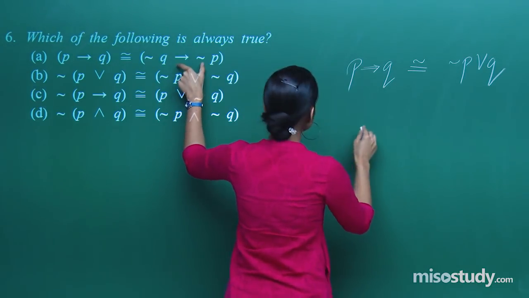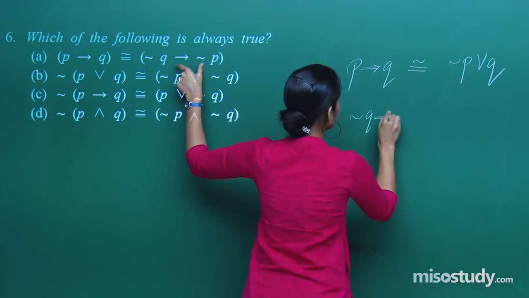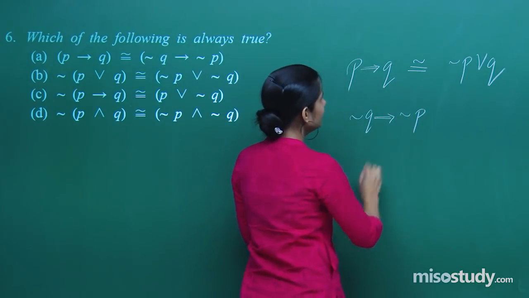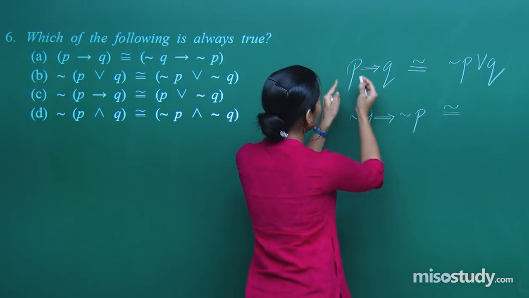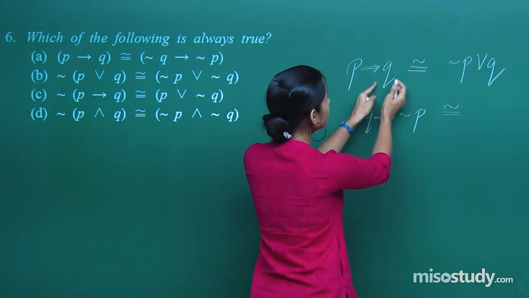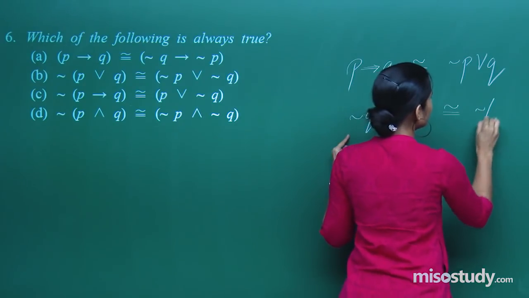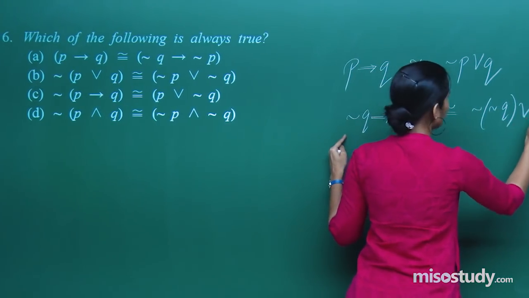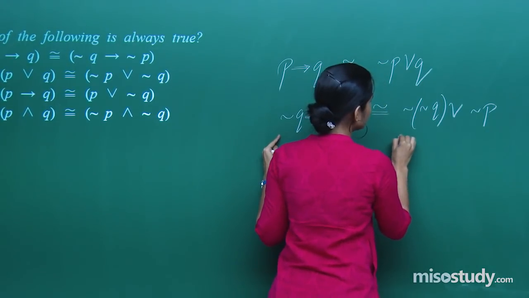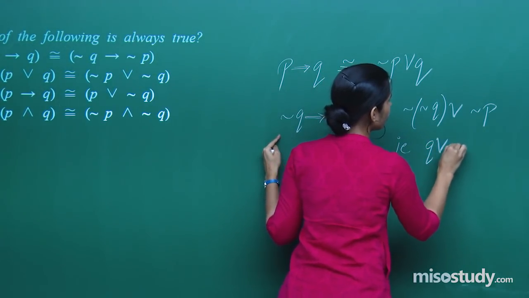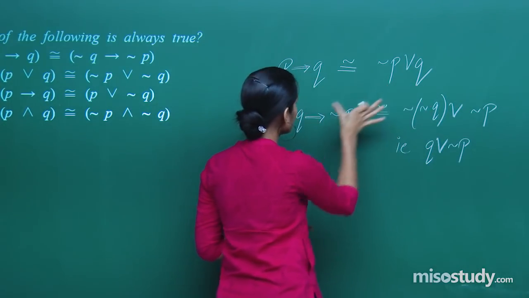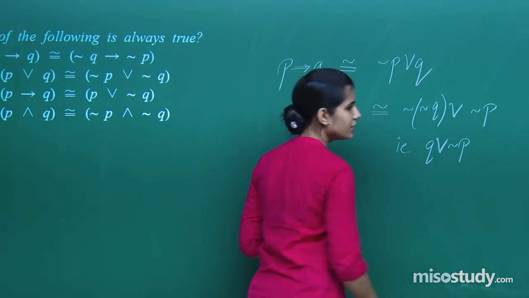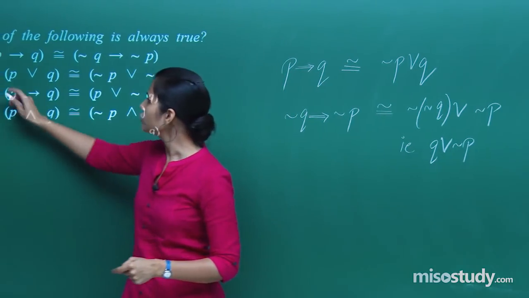So if I talk about not Q implies not P, this will be logically equivalent to what? Not of the first statement or the second statement, that is Q or not P. So this is also logically equivalent to not P or Q. Therefore, they both are logically equivalent to each other.